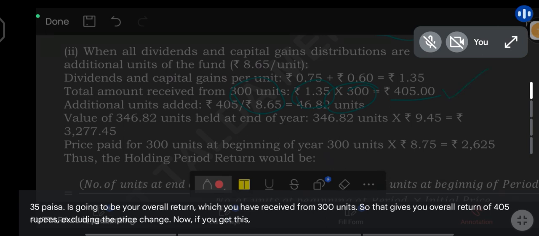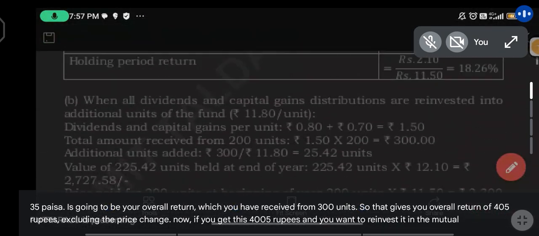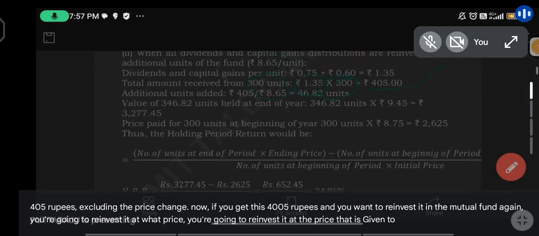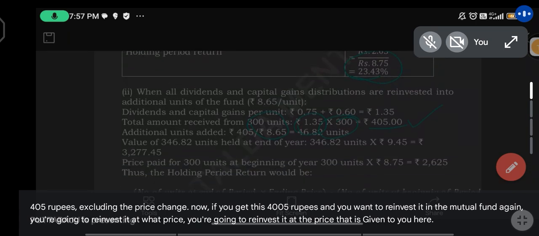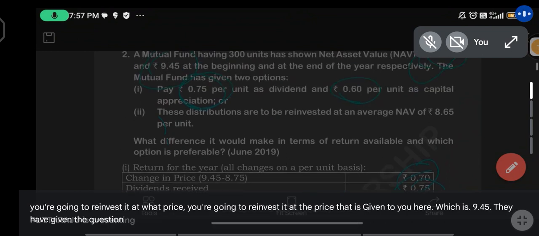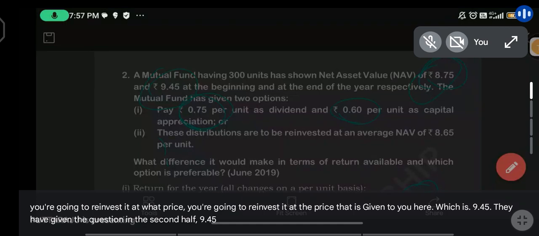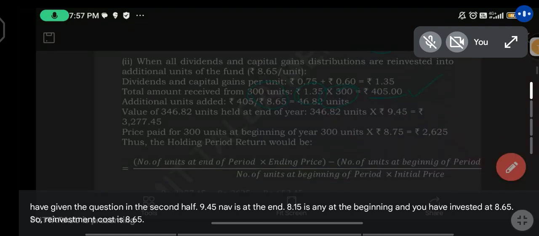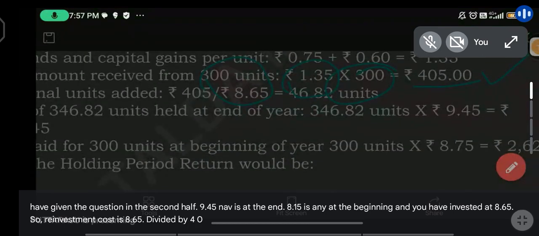Now if you get this 405 rupees and you want to reinvest it in the mutual fund again, you're going to reinvest it at what price? You're going to reinvest it at the price that is given to you here, which is 9.45 rupees. They have given in the question in the second half, 9.45 NAV is at the end, 8.25 is NAV at the beginning, and you have invested it at 8.65. So reinvestment cost is 8.65, and 405 divided by that gives you 46.82 units in total.